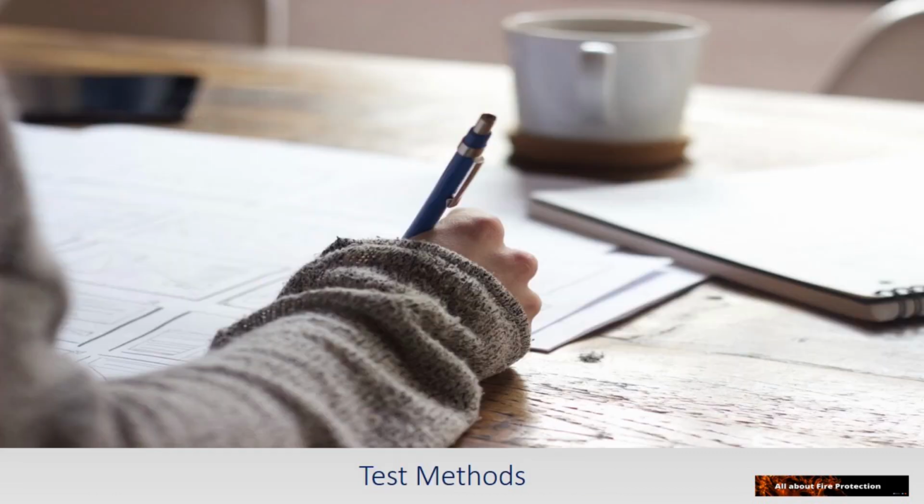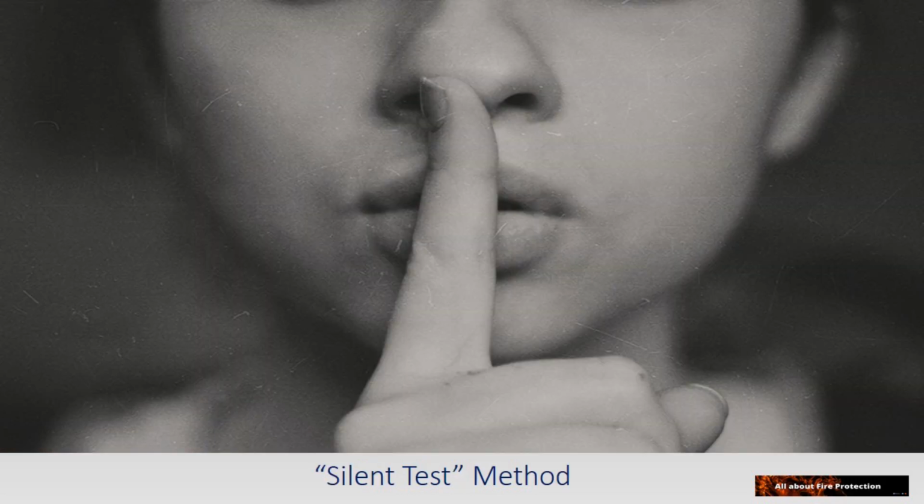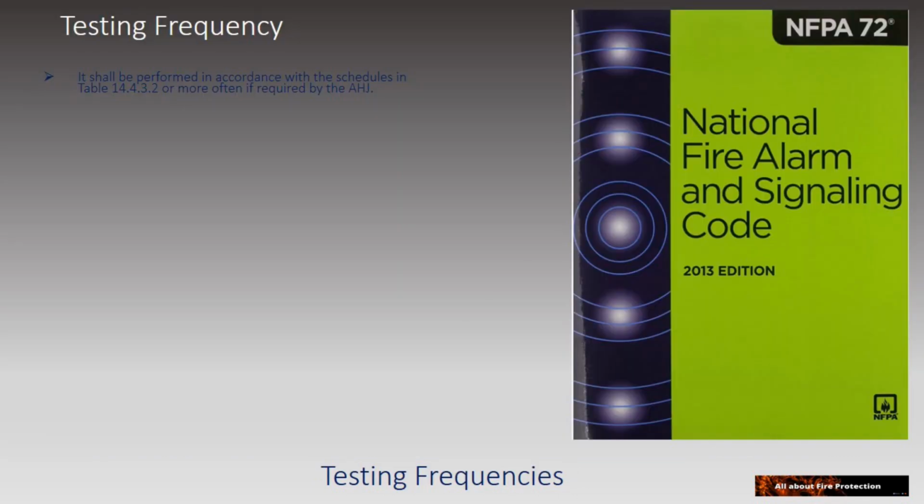Test methods. One method acceptable by NFPA 72 is the silent test method. This is the walk test feature that we mostly see in some fire alarm brands. Testing frequency. It shall be performed in accordance with the schedules in Table 14.4.3.2 or more often if required by the AHJ.